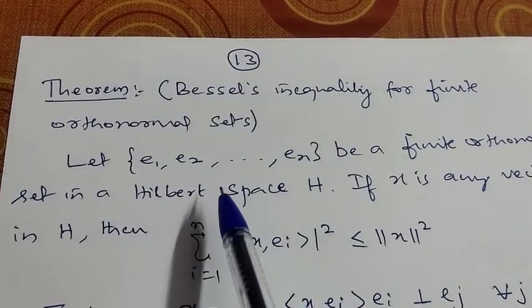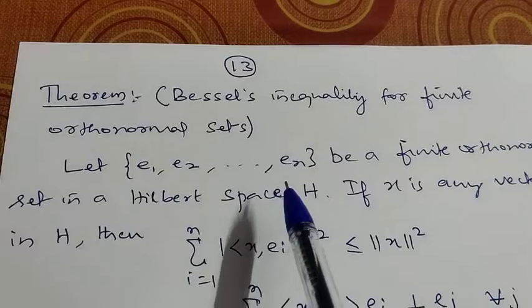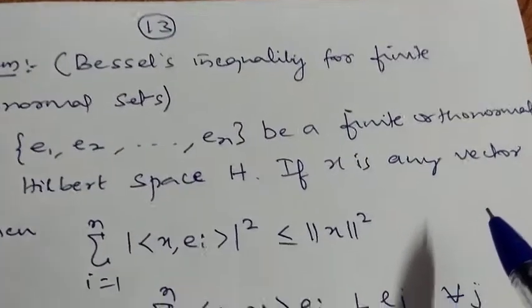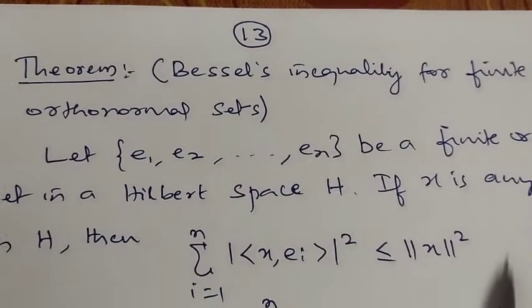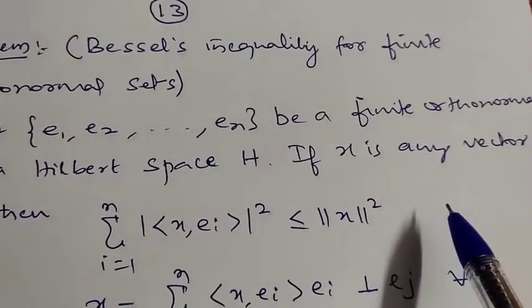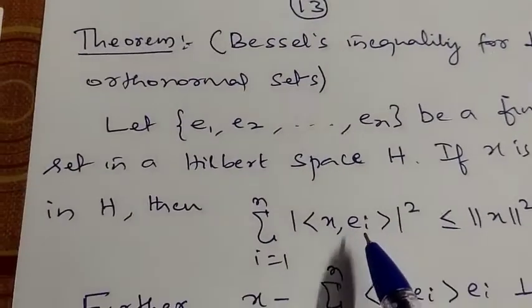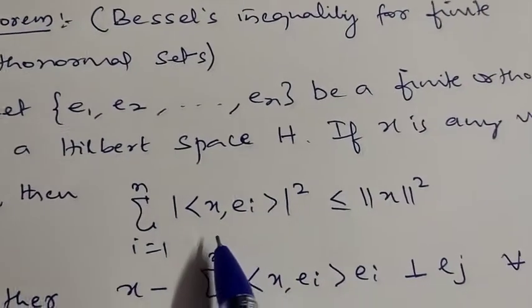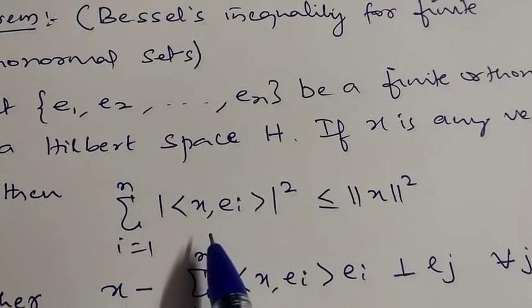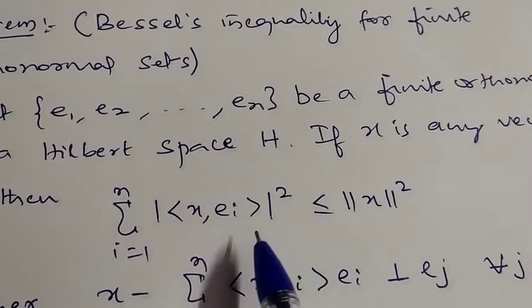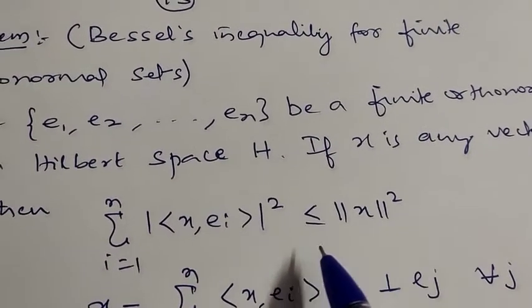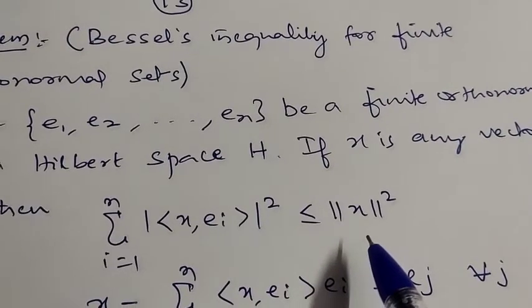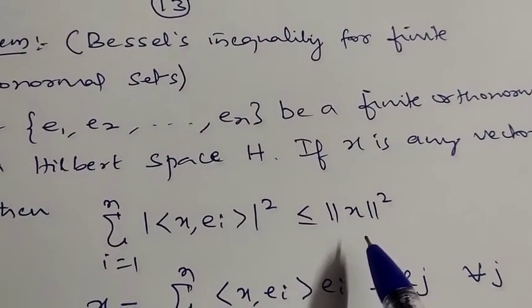states: if e1, e2, etc., en is a finite orthonormal set in a Hilbert space H, and if x is any vector in H, then summation i equal to 1 to n of |inner product of x comma ei| whole square is less than or equal to norm of x square. This is Bessel's inequality for finite orthonormal sets.